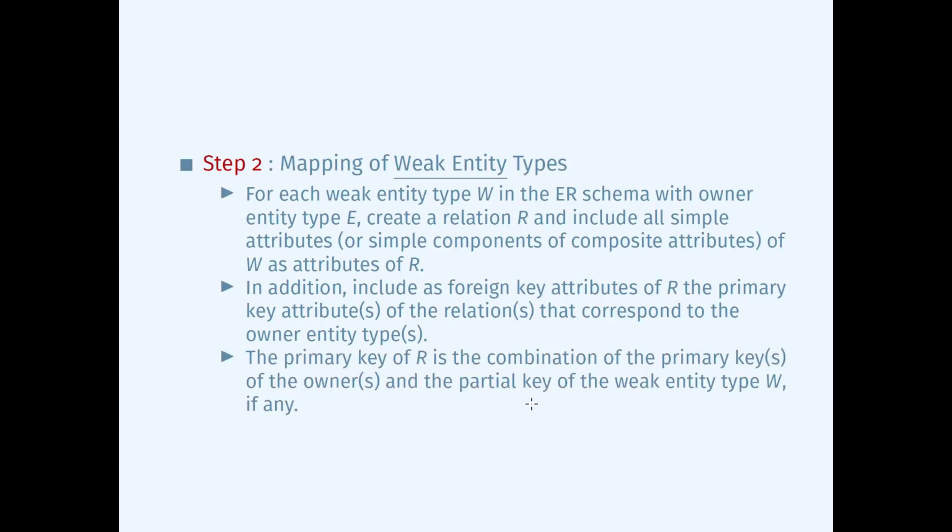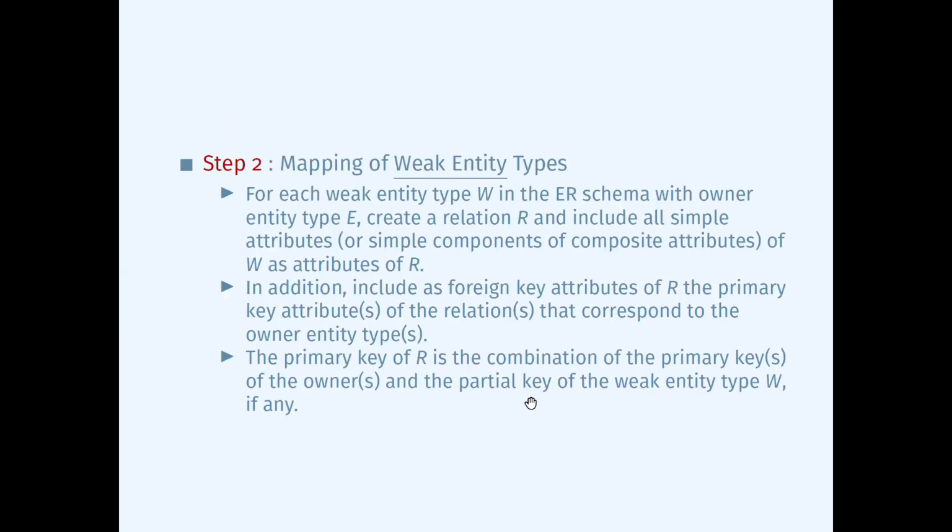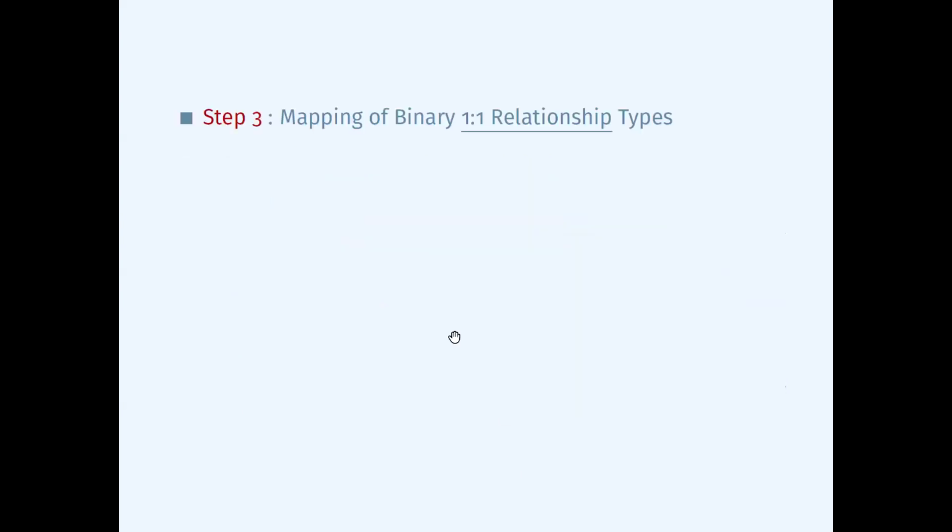Okay, we learned how to map regular entities and weak entity types. Right. Now let's switch to relations. When you have relations, there are many kinds you can have. One-to-one means that for both participating entities, you will have a maximum of only one instance.